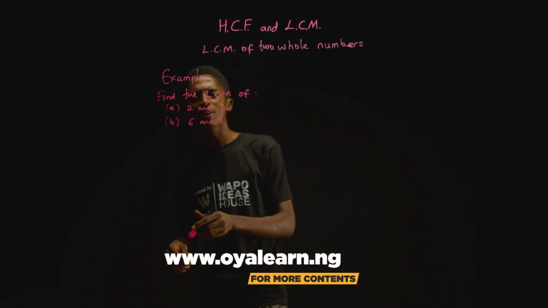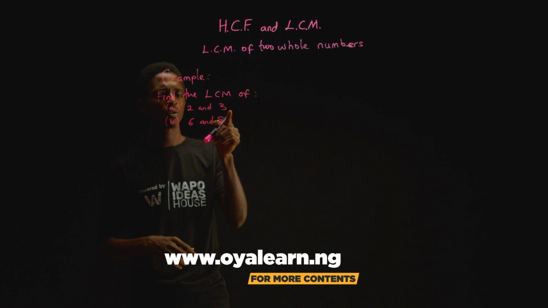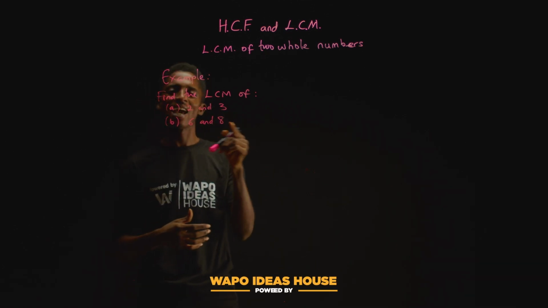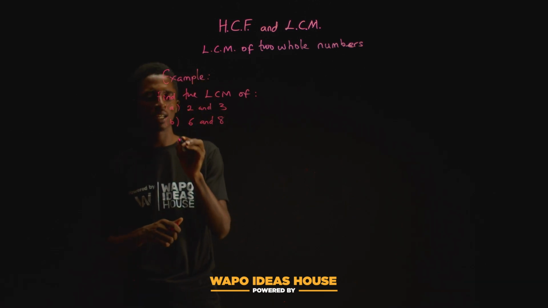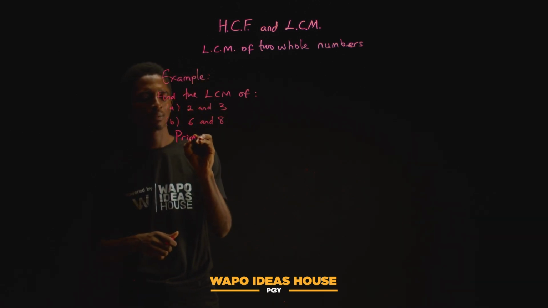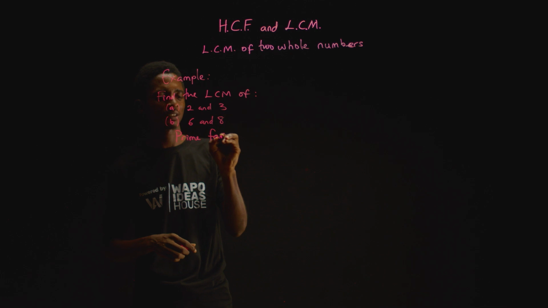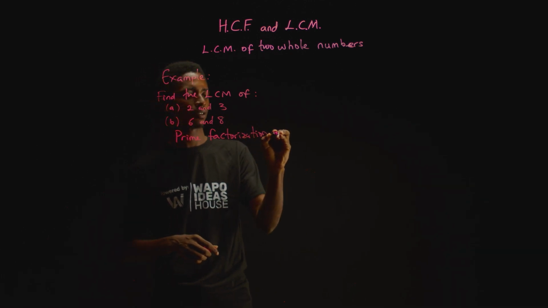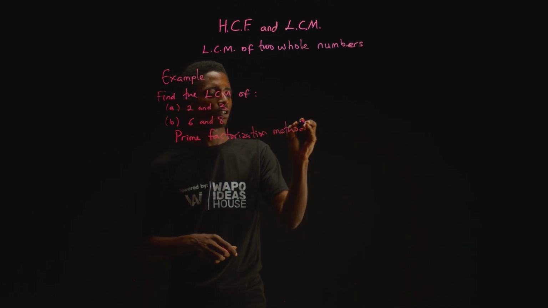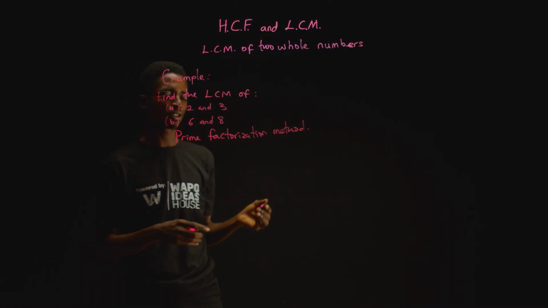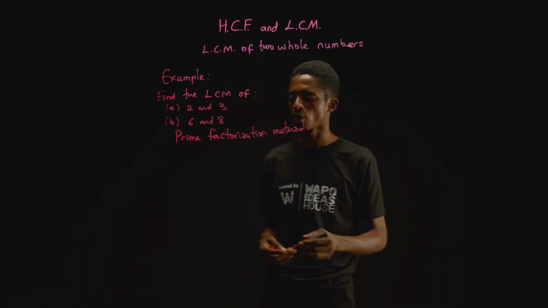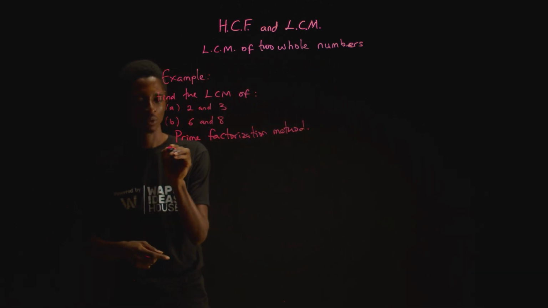But this time, let us find the LCM of 2 and 3, and then the LCM of 6 and 8 by a method known as prime factorization. So using the prime factorization method, we can also find the LCM of 2 or more numbers. And this is how it's done.